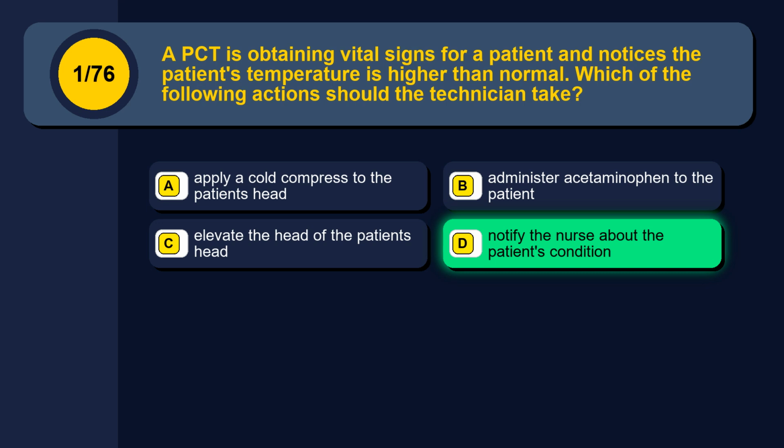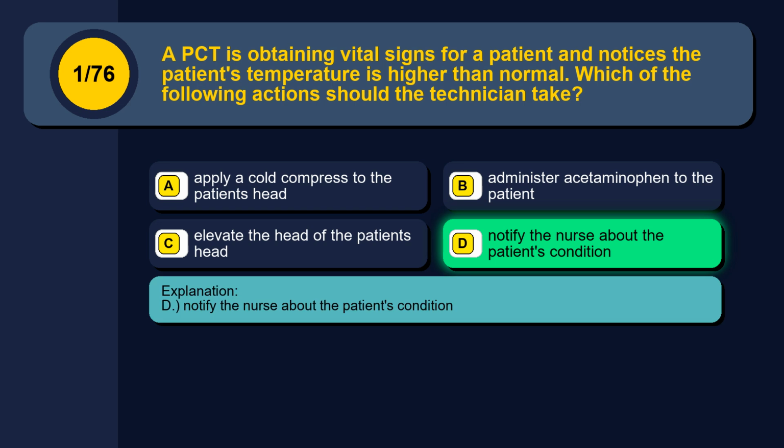The correct answer is option D. Notify the nurse about the patient's condition.